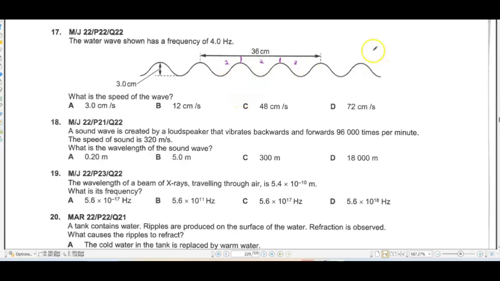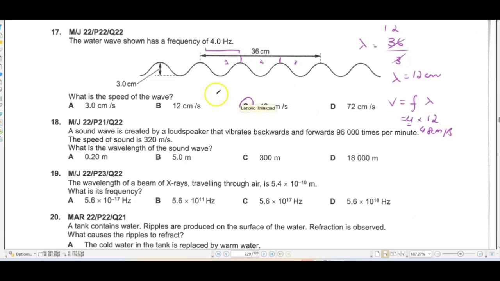So basically the wavelength would be 36 divided by 3, because we just need the dimensions of one wave. So wavelength is equal to 12 centimeters. And we have the frequency as well. The speed of the wave can be found simply by using the formula V is equal to F lambda, where F is equal to 4 and this is 12. So this is going to be 48 centimeters per second. So C is the correct option.